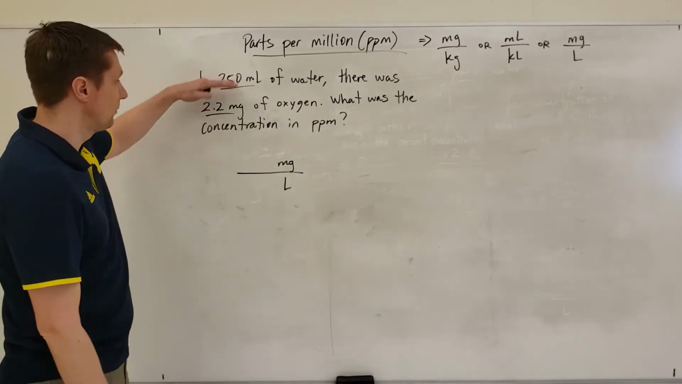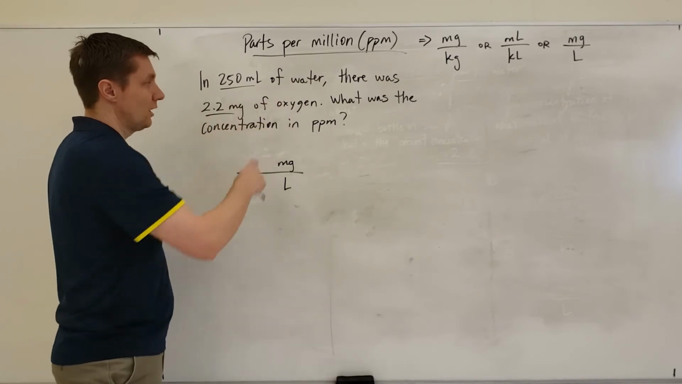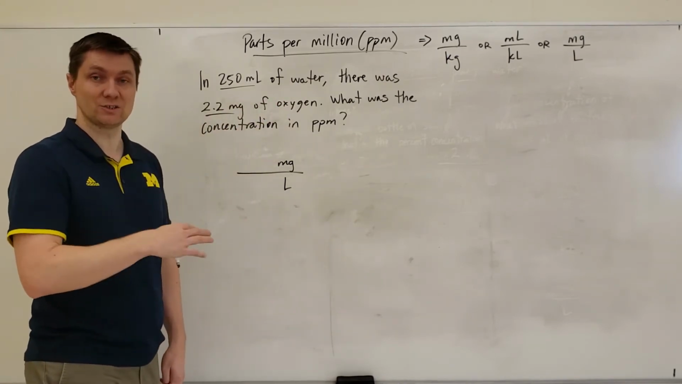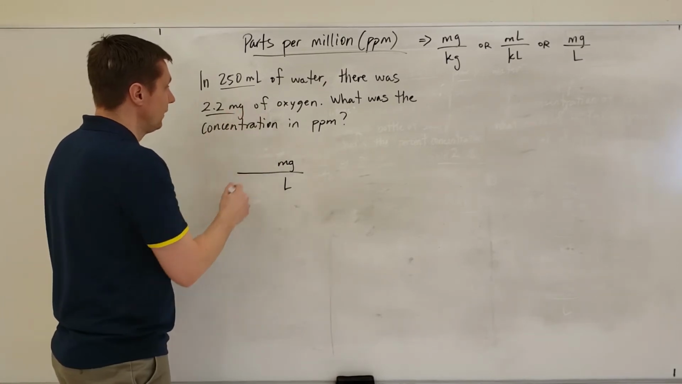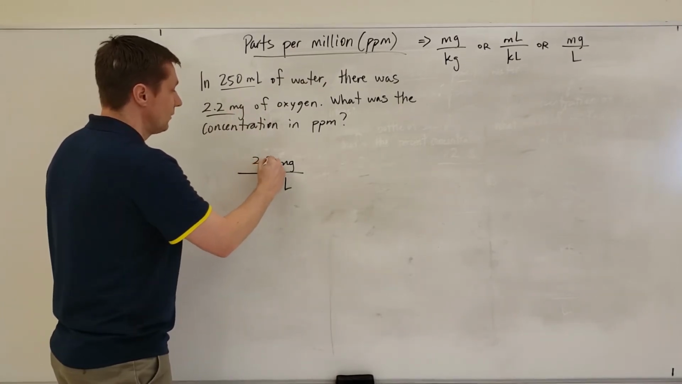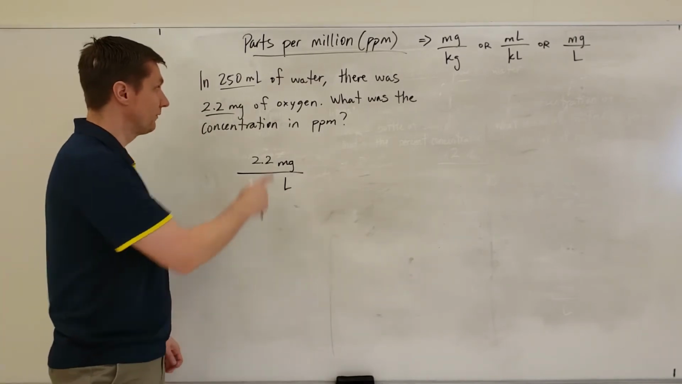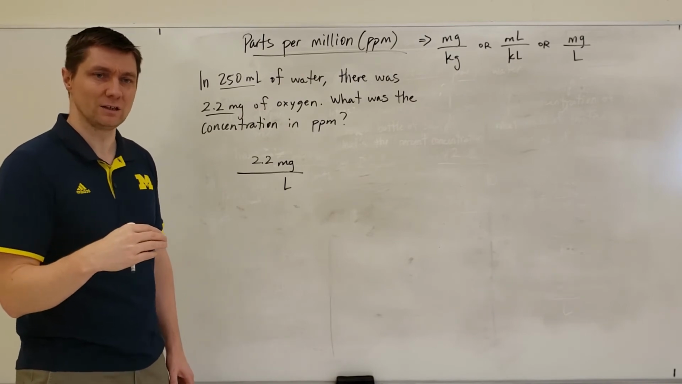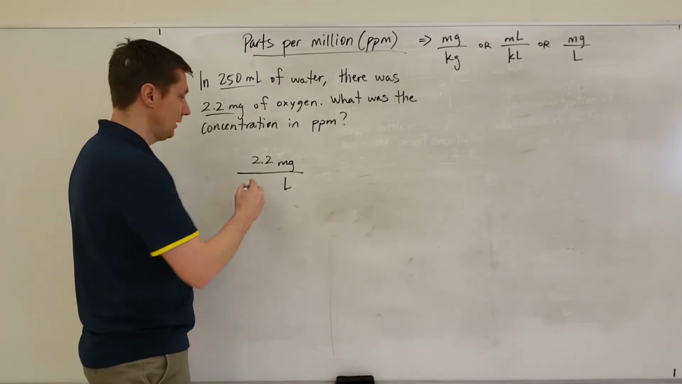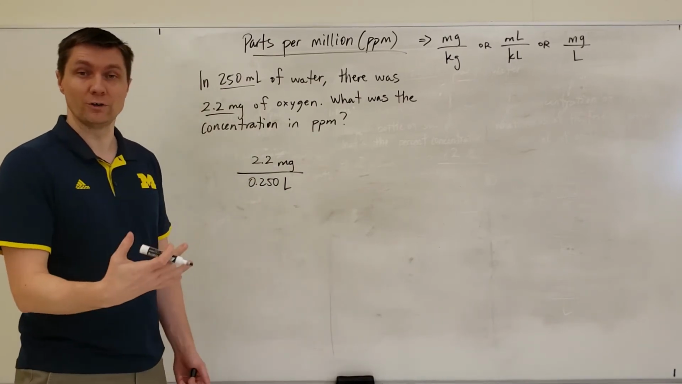Now you can see the numbers here that I'm given don't fully match. My oxygen is in milligrams, and that's my solute, so that's definitely going to go on the top, so I can just write in 2.2 milligrams, and that works out nicely. But for the water, it's given to me in units of milliliters, so I just got to convert that into liters. So I divide that by 1,000, and I get 0.250 liters for the volume of my water.